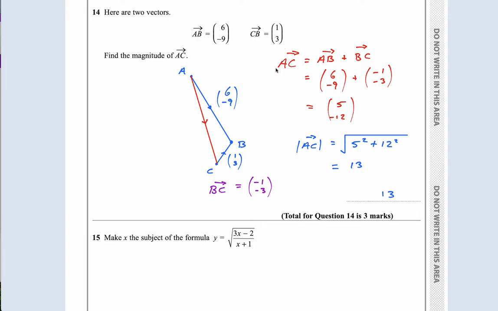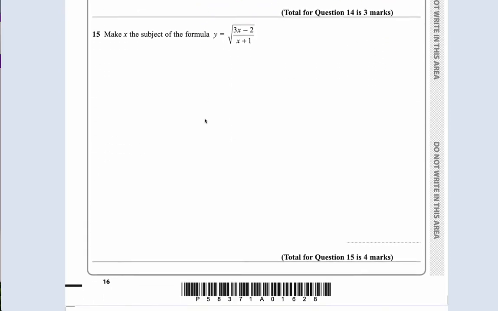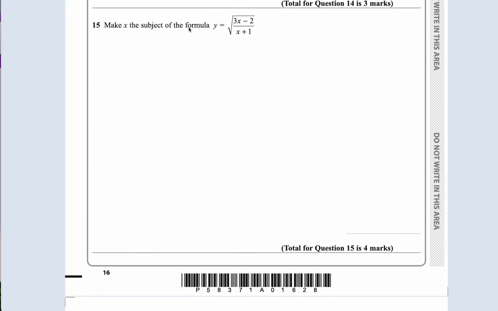That, guys, is not an easy question, of course, as none of the vectors questions generally are, but I've definitely seen worse vector questions. Question 15. Make x the subject of the formula. Okay, so again, guys, we're getting towards the not easy questions, but this is what I would call a familiar question. I've seen this question many times before.